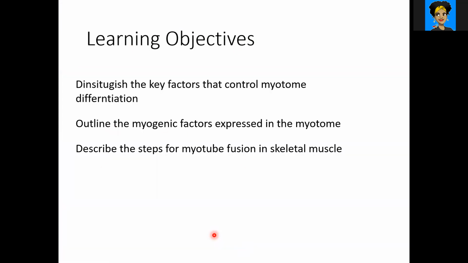Here are the learning objectives covered in this particular lecture.